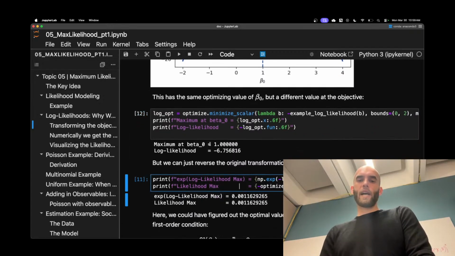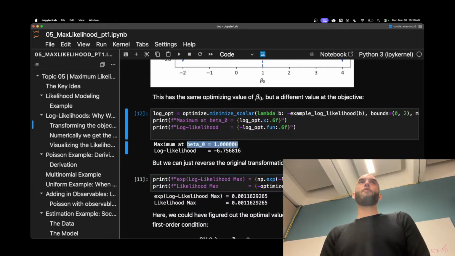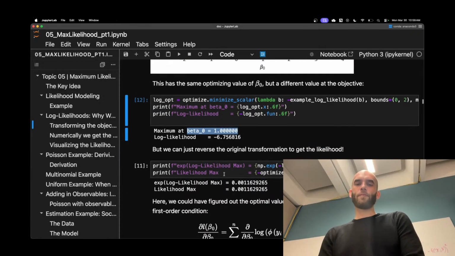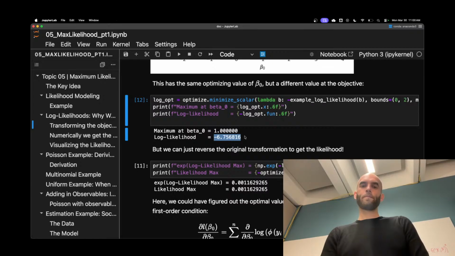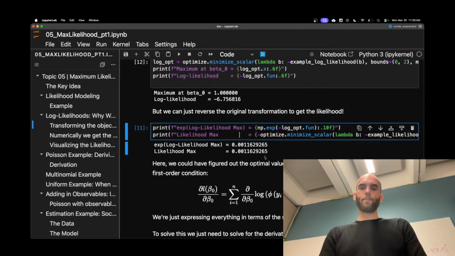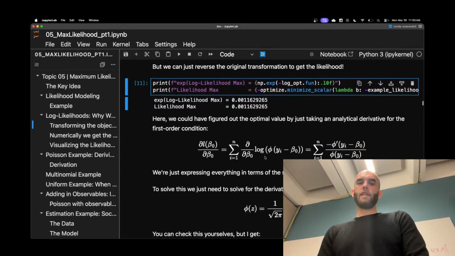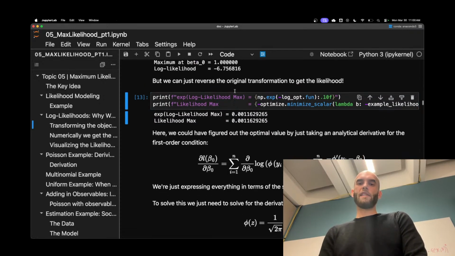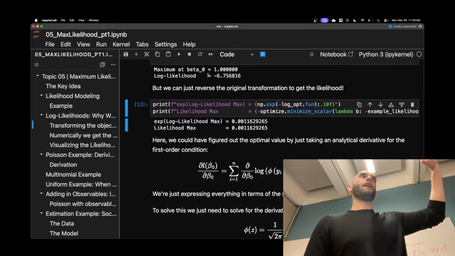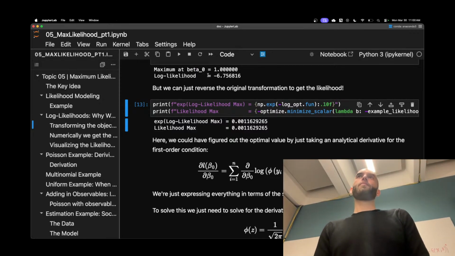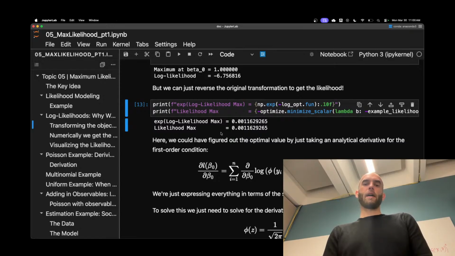So the last time we estimated that we've maximized our likelihood at beta 0. The same thing is happening here. The difference, though, is the log likelihood gives us a different log likelihood value, and that's simply due to the fact that we're taking a log. But you can just take the exponential, so raise e to the log likelihood, and that's going to give you the same value. So this is just comparing those two.